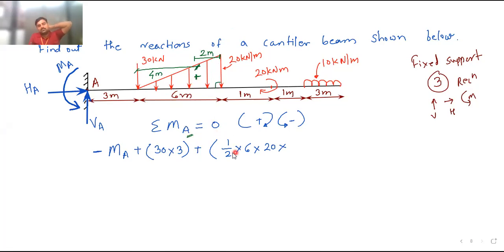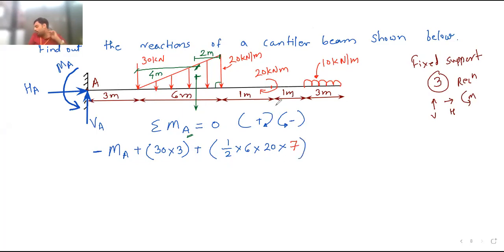Okay, so we are taking the moment at point A. So the distance: this point load will act through the CG, like this. Here is the load, half into 6 into 20. Point A is here. So what is the total distance? This is 4 and plus 3, so total will be 7. So you need to multiply this by 7. Total distance is 7.